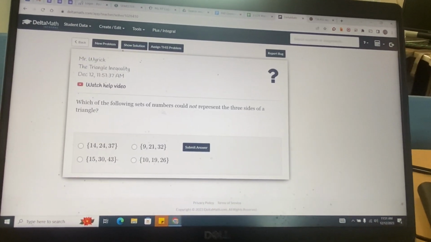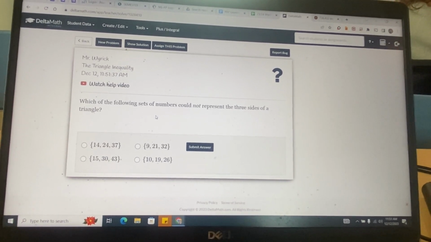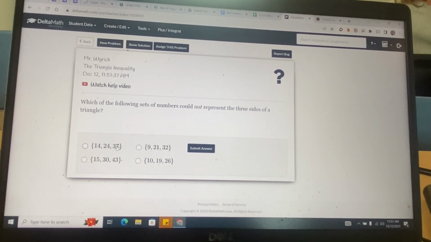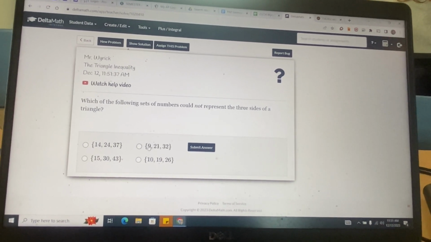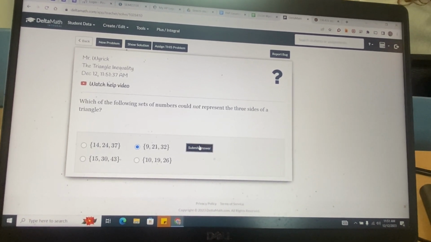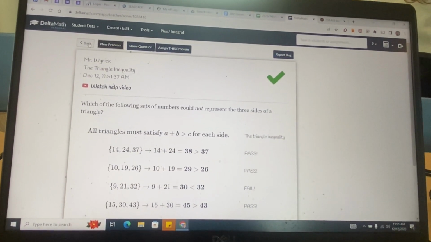The next one, the triangle inequality. Remember, the two sides have to add up to be bigger than the other one. So like here, 14 and 24 adds up to 38. That's bigger than 37. That works. But 9 and 21 is 30. That's not bigger than 32. This one will not make a triangle. Just make sure you pay attention to whether it's asking, will it make a triangle or will it not?